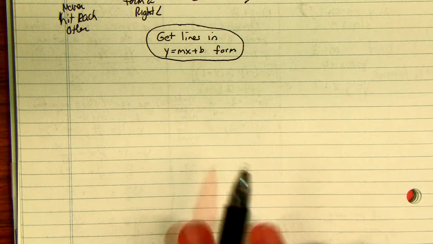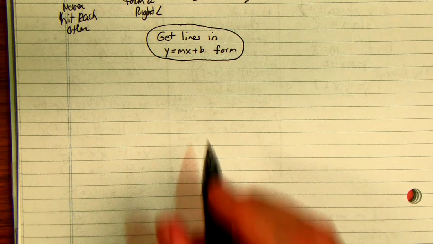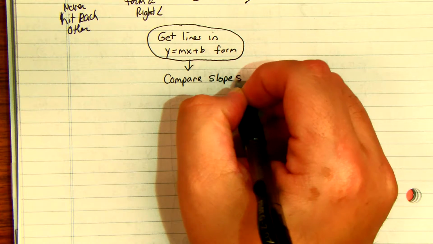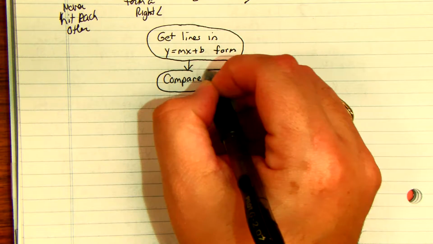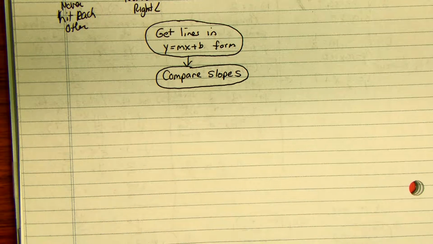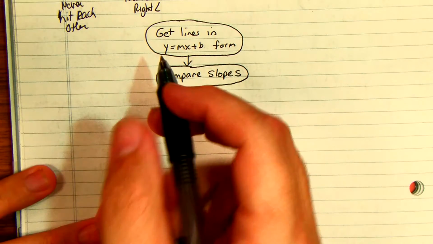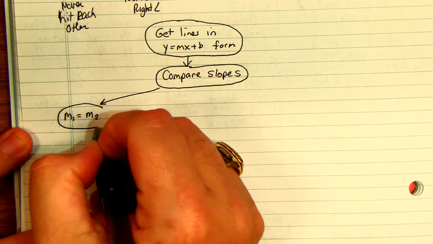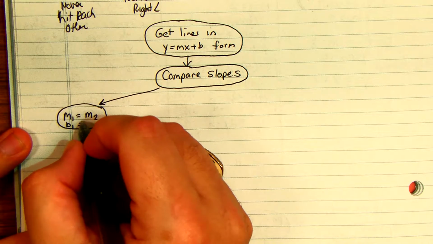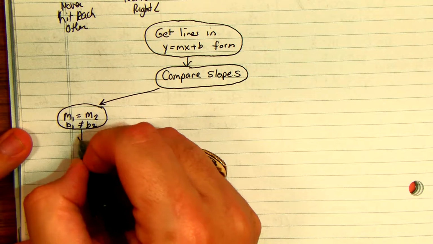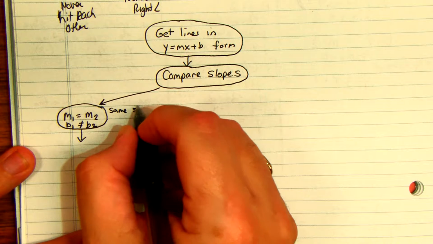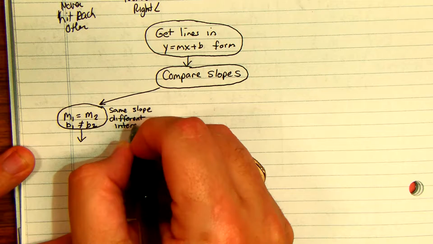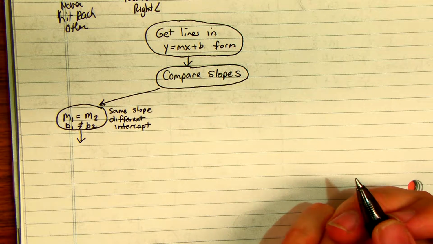Now, the first thing that we do is we get the lines in y equals mx plus b form. And then we're going to compare the slopes. So we're going to take the slopes and compare them, and there are going to be 4 different outcomes. 1: m1 is equal to m2, and b1 is not equal to b2. So you can say same slope, different intercept. So for the first one, we have same slope, different intercept.